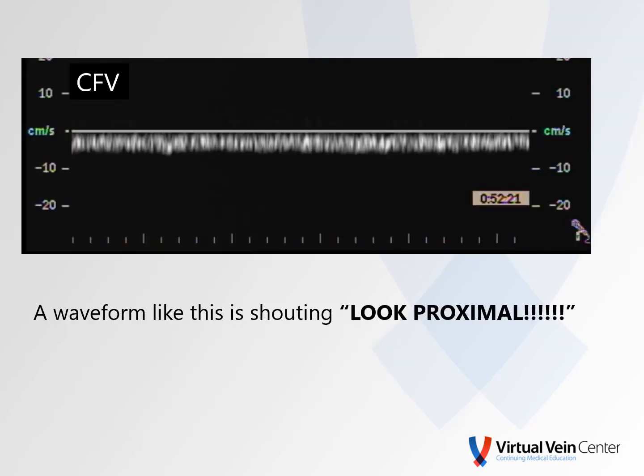So remember, a venous waveform that looks like this, no matter which vein or what level you encounter it, is shouting, "Look proximal."